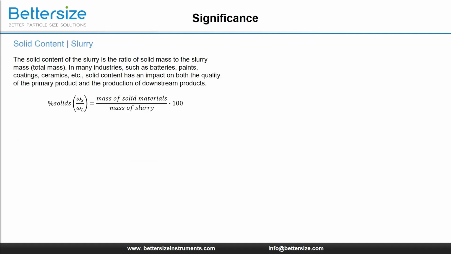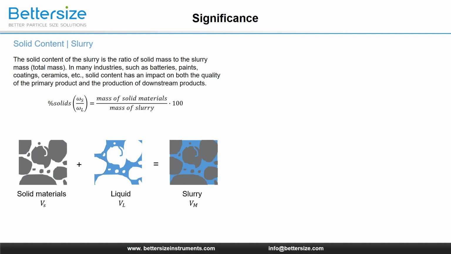The solid content of a slurry is an important property that can have a significant impact on the performance and quality of the final product in many industries. It refers to the amount of solid material in a slurry, typically expressed as the following formula. Basically, the volume of a slurry is equal to the volume of solid materials and the liquid phase.